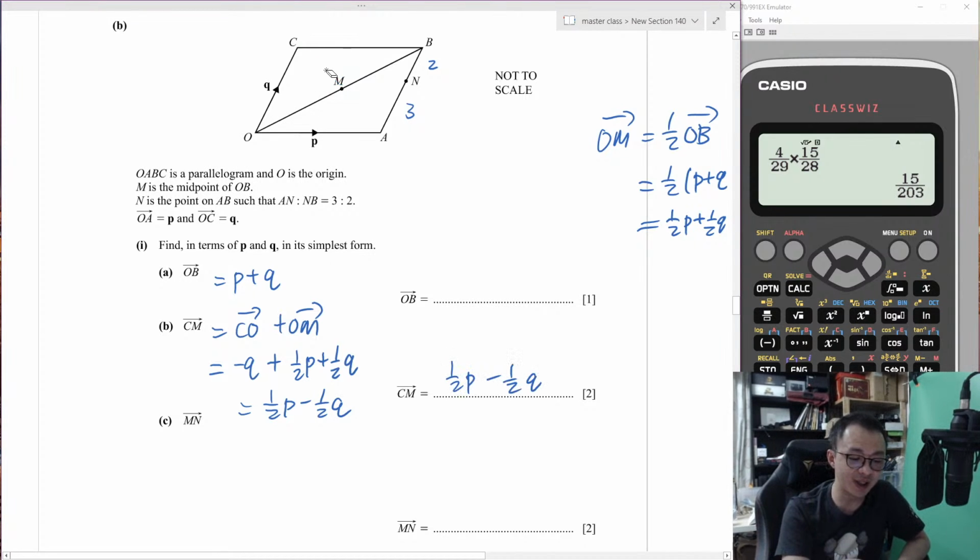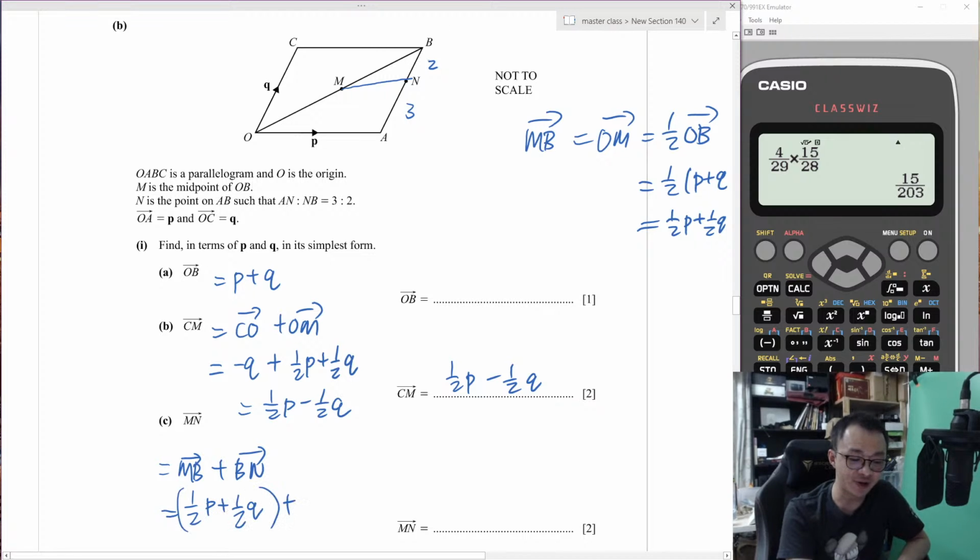Then the question asks about M to N. Depending on how you want to go, maybe I will just say M to B plus B to N. M to B is the same vector as O to M. Here it is the same as MB. So I can still use back the answer half P plus half Q.